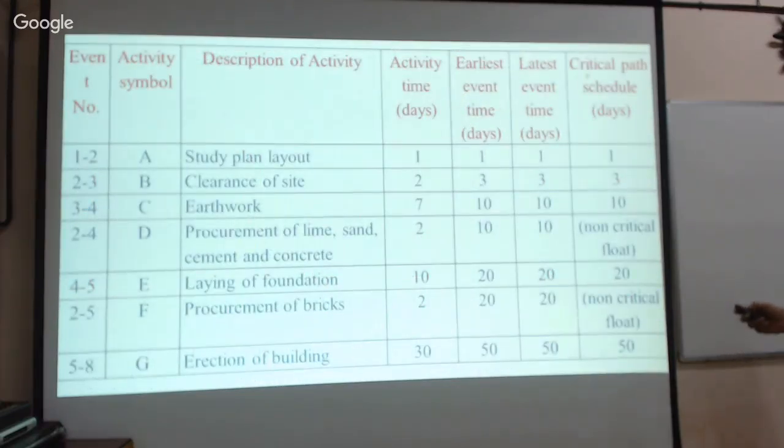After calculating, we can tabulate the results in this manner. Activity 1 to 2, study plan: activity time allotted 1 day, earliest event time 3 days, latest event time. All these activities are non-critical, so there is flexibility in doing this job. We have enough room to do these tasks, but unless we complete these 20 days, we can't start the other activity.